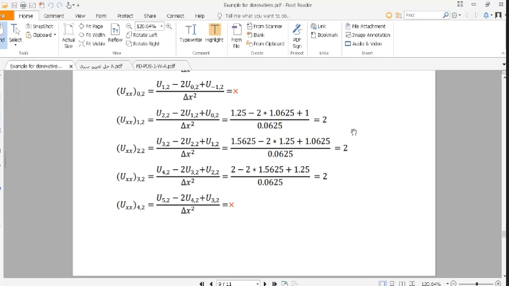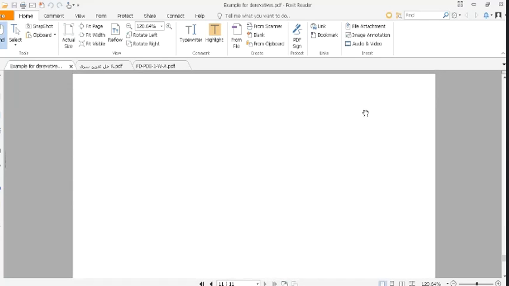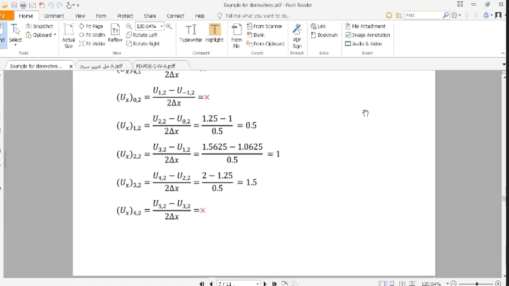No, not this. Central finite difference. Central finite difference. This is with respect to t and then with respect to x and t.